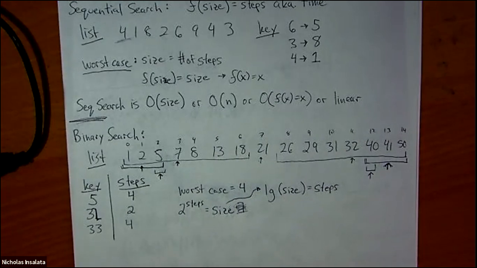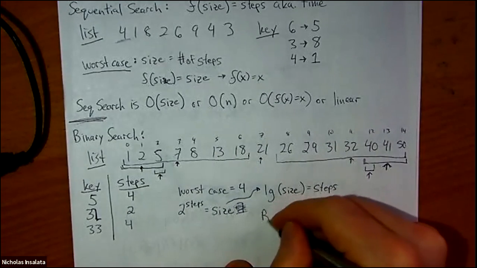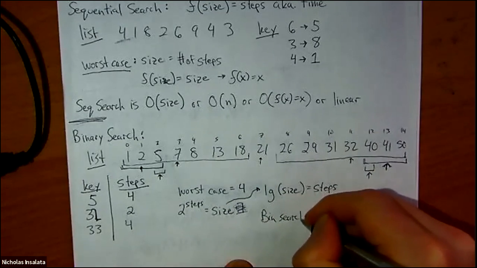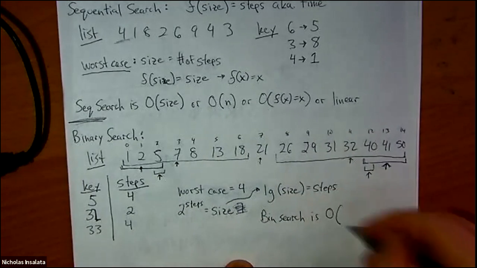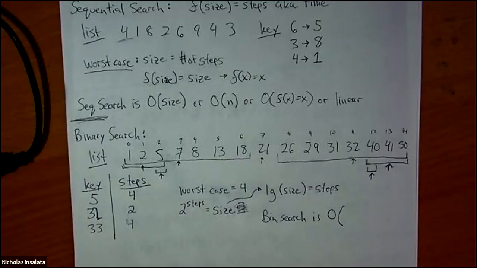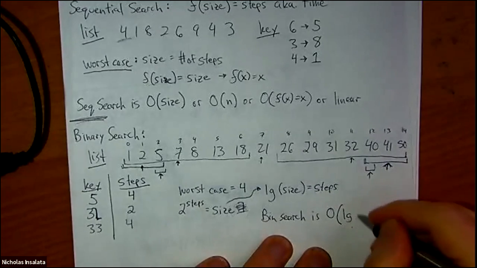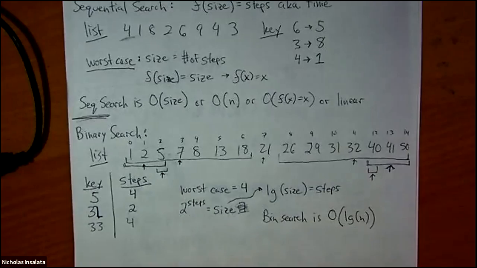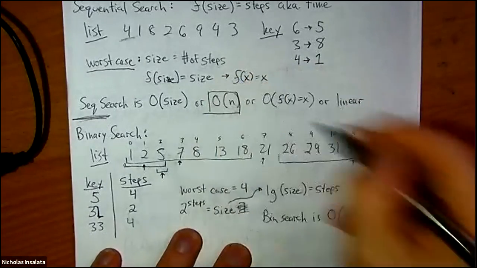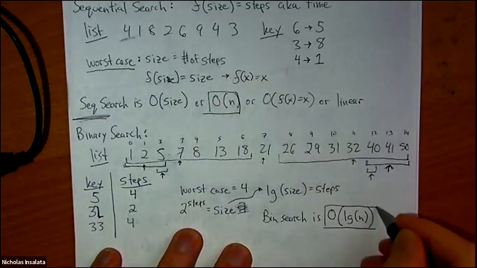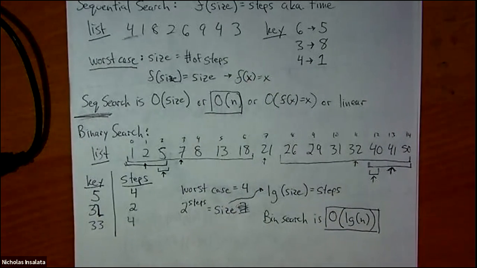So in summary, we would say for binary search is big O of what? Log of n. Very nice. I'll stick with the n's on here, where n is the size of our list, right? Or you could say big O of log of size or log of x, however you want to say it. But as long as you got the log in here, that's the right idea, right? Questions? What do you guys think?